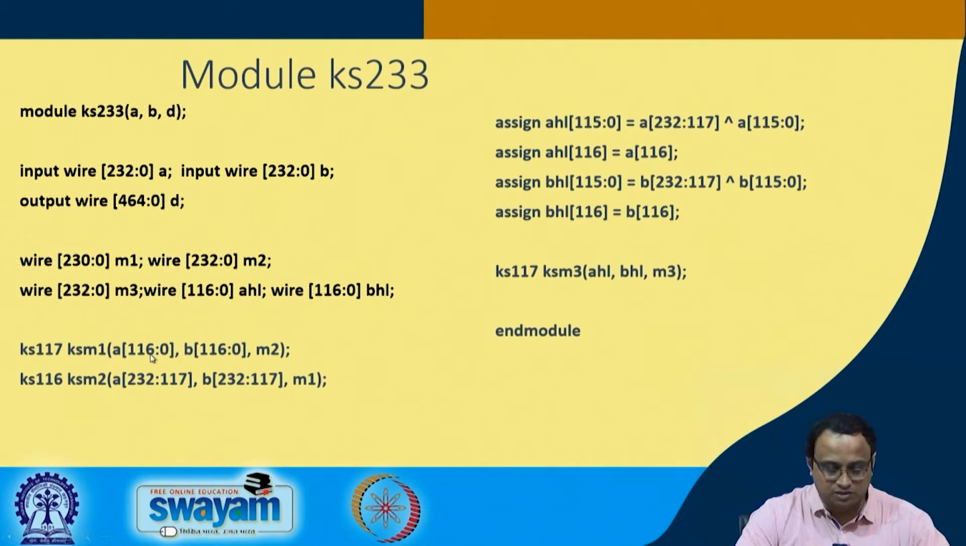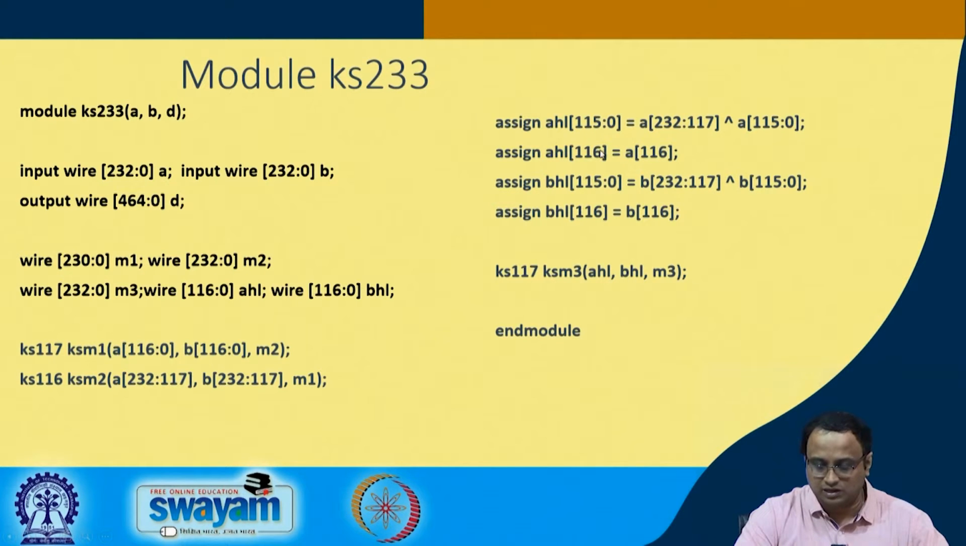When I am multiplying these two, I am getting the result in M2. When I am multiplying these two, I am getting the result in M1. When I want to do the other Karatsuba multiplication, I have to take the higher part and the lower part of A and do an XOR. Therefore, I do an XOR of the lower part of A with the higher part of A. Likewise, I do an XOR of the lower part of B and the higher part of B, and then I essentially take the lower parts and the higher parts, and finally do a Karatsuba between the AHL and the BHL part.